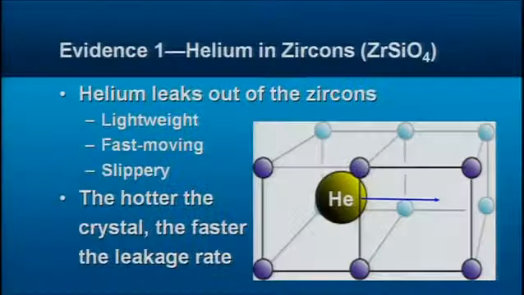Why? Because helium leaks out of these crystals. It's only a tiny atom. It's the second smallest atom. You've got hydrogen and then helium. And you've got this crystalline structure of the atoms in a pattern like you see in the diagram there. And the helium atoms can slip out their way between the zirconium and silicon and oxygen atoms. And the hotter the crystal, it makes sense that the faster the helium leaks out. Why?